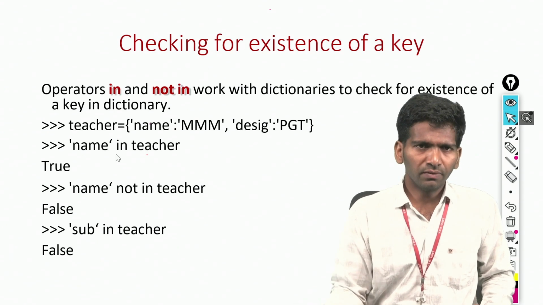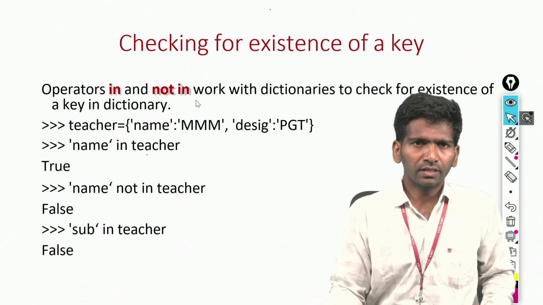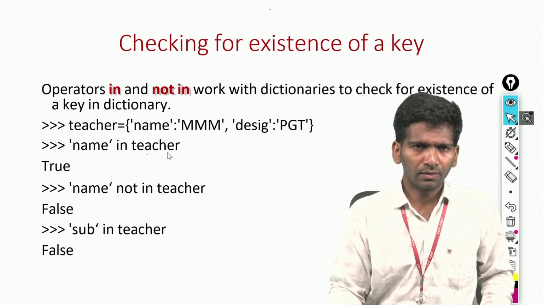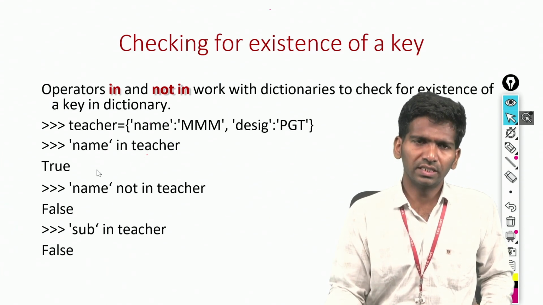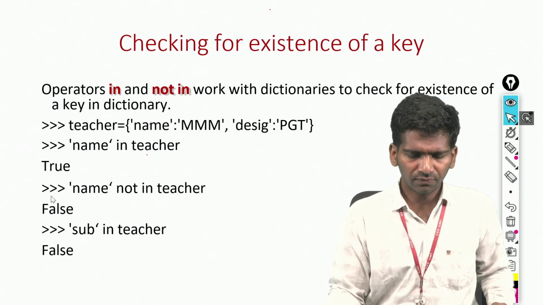The in operation, and not in, can be applied to a dictionary, and we can check that dictionary. If it is present, it will return true. If it is not present, it will return false.